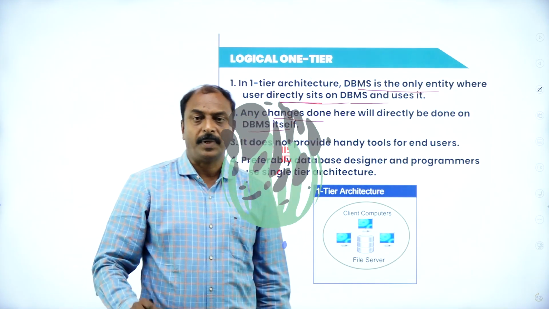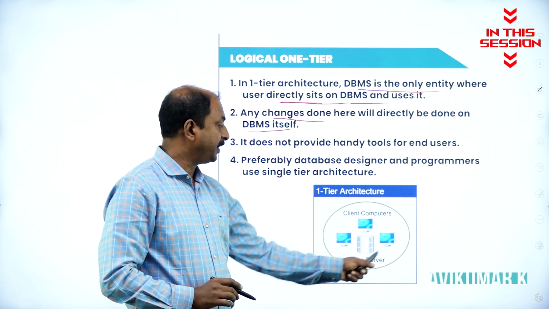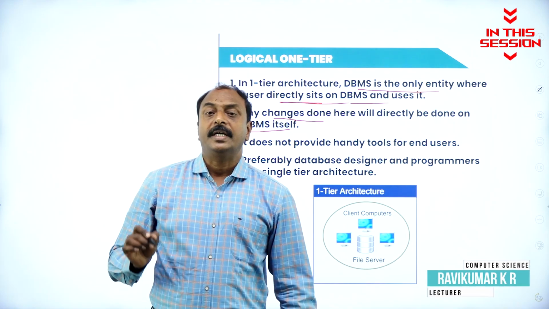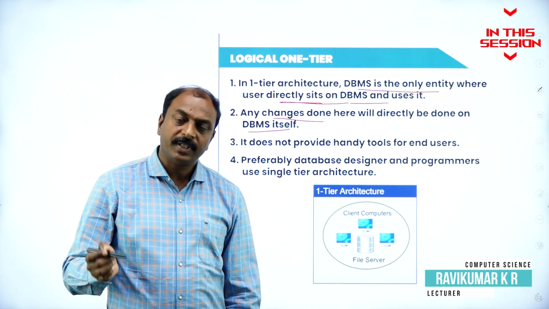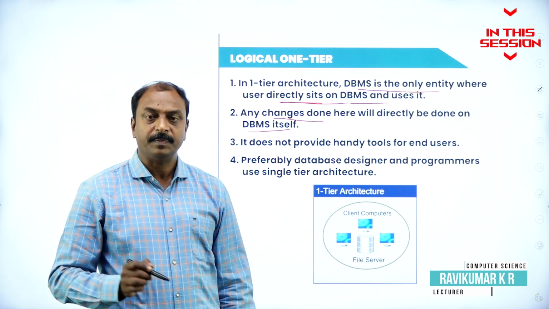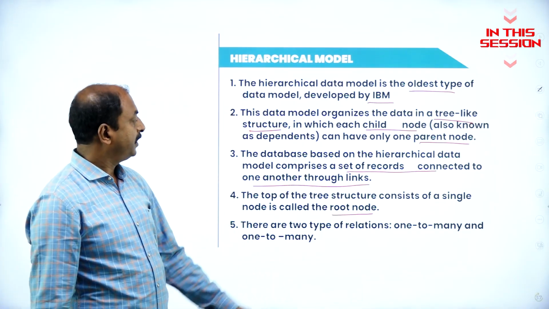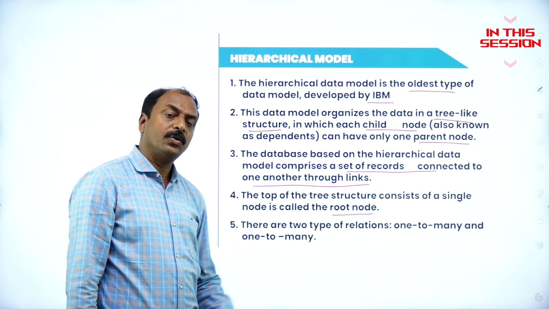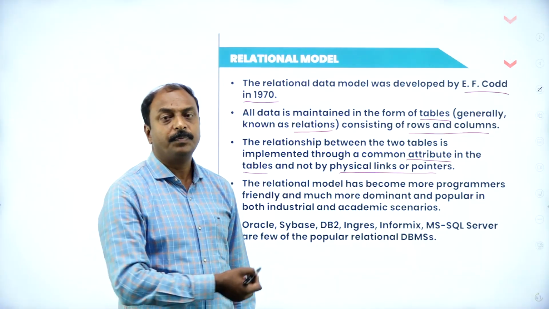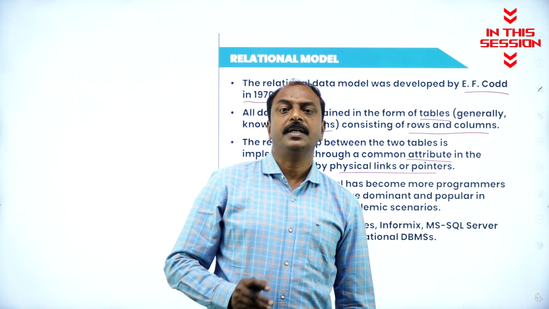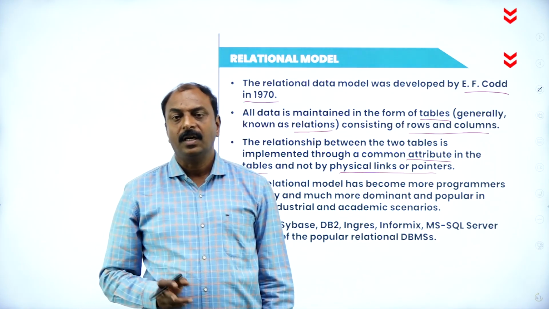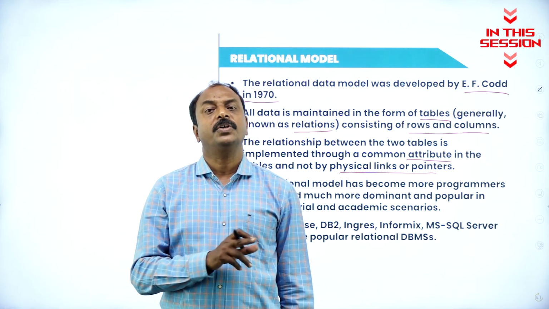Whatever the changes made by the users here, it directly is going to affect the data in the DBMS or in the database. The first record of a database in this model is called a root node. As we have seen in the previous two models, here we are going to make use of links or connectivity. We are connecting two different records.